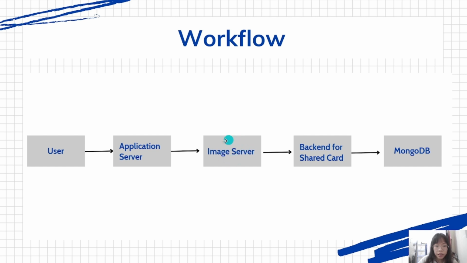The image server manages image-related requests such as uploading, editing, and storing, offloading image processing from the application server. And the backend for Share Card handles requests related to the Share Card feature and ensures data is secure and synchronized over WebSocket. MongoDB stores data related to users, shared card transactions, and all the details, and returns data to other containers when needed.